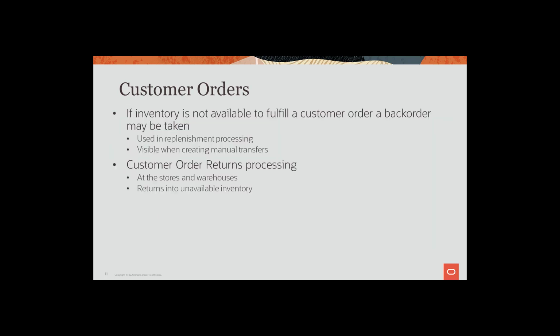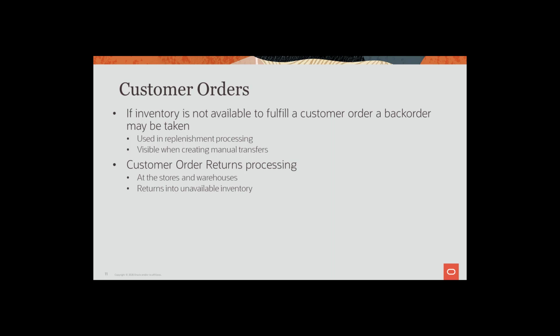If inventory is not available to fulfill a customer order, a back order may be captured based on the expectation of the inventory available in the future. If this occurs, then a notification of the back order being taken against a store or warehouse will be sent to merchandising. Merchandising captures this information and uses it in the replenishment process to ensure that recommended order quantities account for this known demand. Additionally, visibility is given to backorder quantities when creating manual transfers.